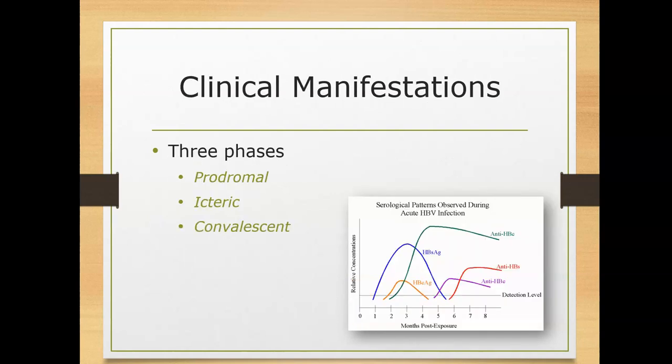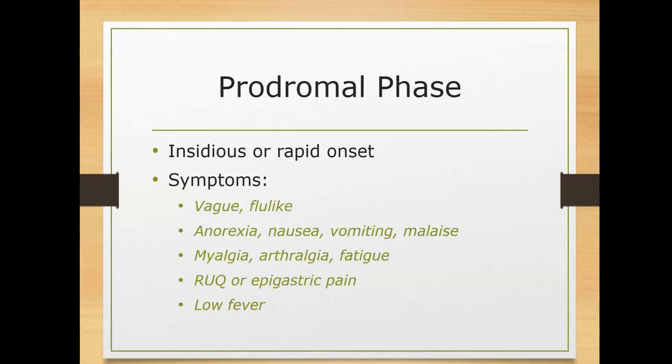There are 3 main phases for the clinical manifestations of a hepatitis infection, and we're going to talk about them. The 3 phases are called the prodromal, the icteric, and the convalescent phase. Prodromal phase is what they call insidious or rapid onset. So because this is a virus, I always like to say you get kind of a viral syndrome, and you know when you're coming down with a virus and you start to not feel well. You get flu-like symptoms, okay?